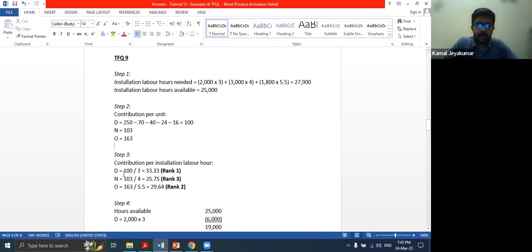So now in the next step, what we do is we see what's the contribution per hour, right? So for Dayscan, the contribution per unit is $100. You need 3 hours to make one. So $33.33 per hour, right? Same way for Nightscan, $103 per unit divided by 4 hours needed to make 1 unit, 25.75. Omniscan, same calculation will give you 29.64.